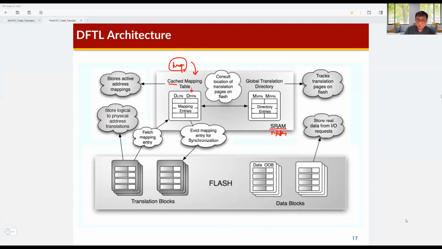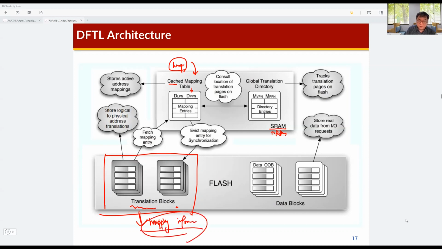Then other mapping information is stored in flash memory. So this mapping information is stored in the translation blocks. Okay, so these translation blocks have the entire mapping information in the flash memory. Then we need to know the location of the translation blocks also, because these translation blocks are also stored in the flash memory. Then what is the problem with the flash memory?